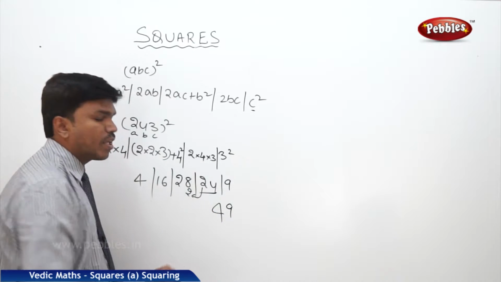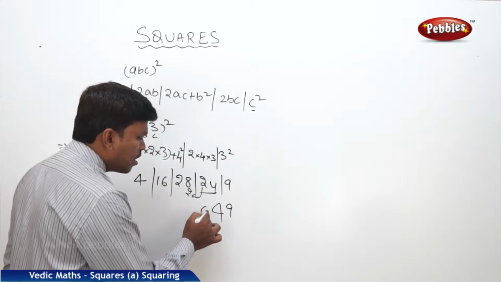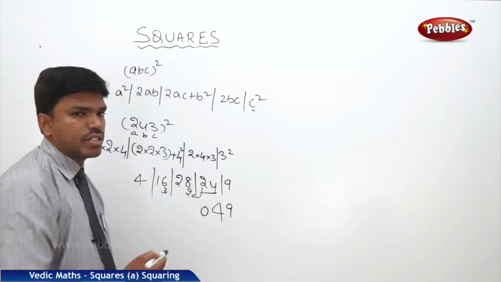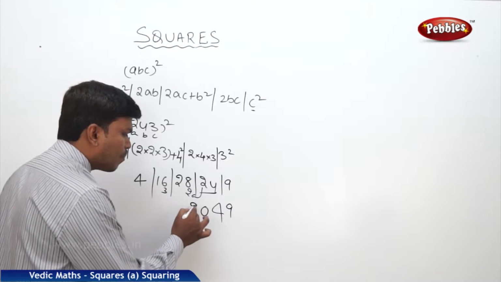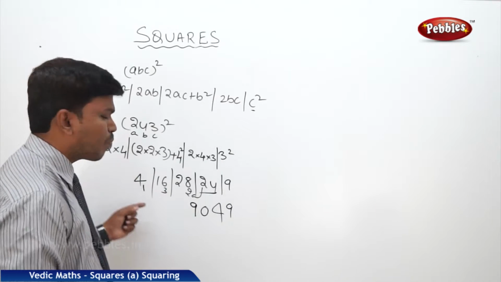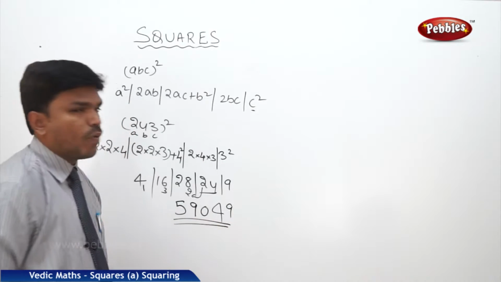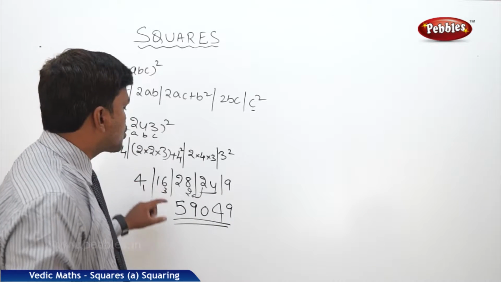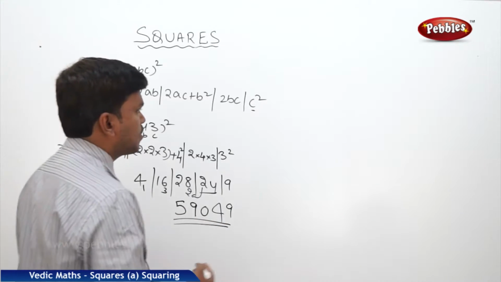28 plus 2, 30. In 30 what do I need to drop? 0 and carry 3 to the next number. 16 plus 3, 19. In 19 what do I need to drop? 9 and carry 1. So what is 4 plus 1? 5. So what is the answer I got? 234 square is 59049. One more example.